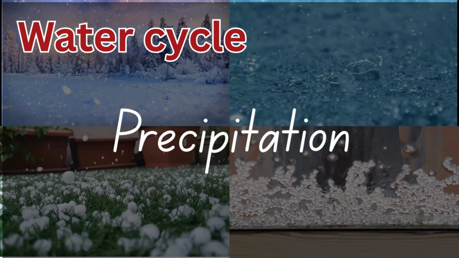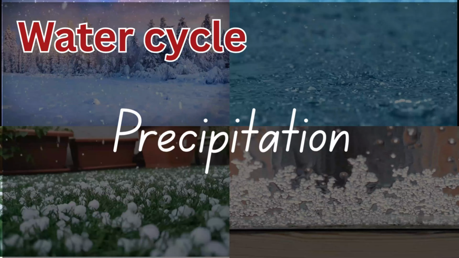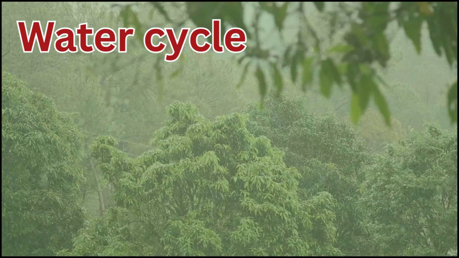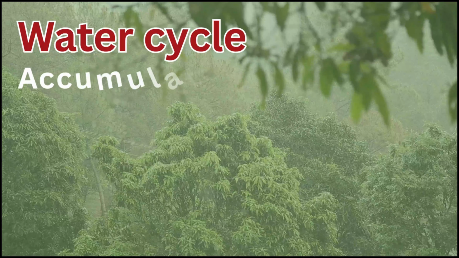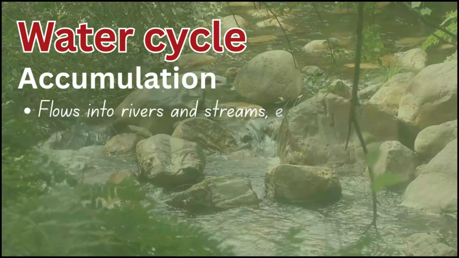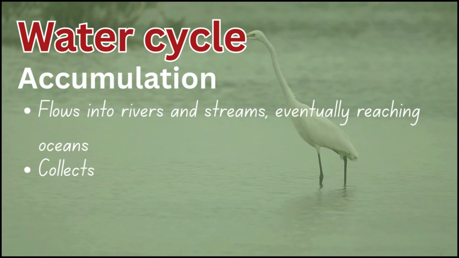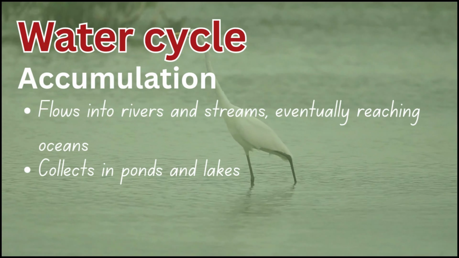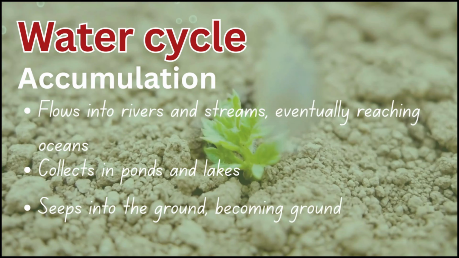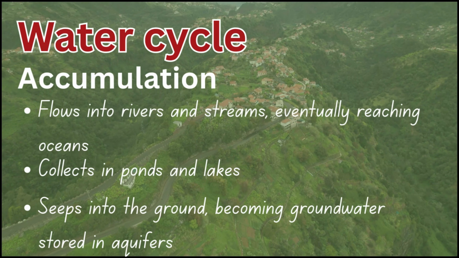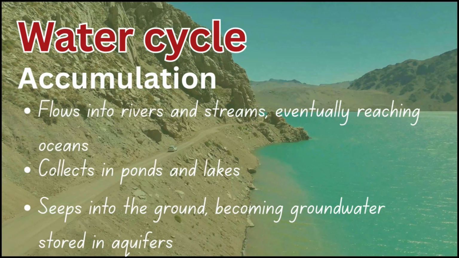All these forms of precipitation return water to Earth, refilling rivers, lakes, forests, and soil, keeping life going. After falling to the ground, water begins to gather in different places. Some of it flows into rivers and streams, eventually making its way back to the oceans. Some collects in ponds and lakes, staying there until it evaporates again. A portion seeps into the soil and becomes groundwater, stored deep inside aquifers. And some water runs off hills and mountains, feeding reservoirs, farmlands, and natural habitats. This is where water rests, but only for a while.